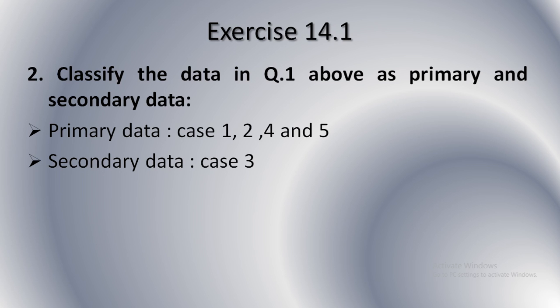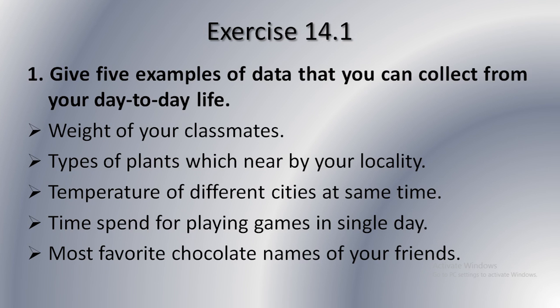Classify the data in question 1 above as primary and secondary data. So check it out. Weight of your classmates, it is primary data. Second, types of plants near your locality, it is also done by you, so it is also primary data. Third, temperature of different cities at the same time, you get it from the internet, or from Google or Chrome, right? So it is secondary data.